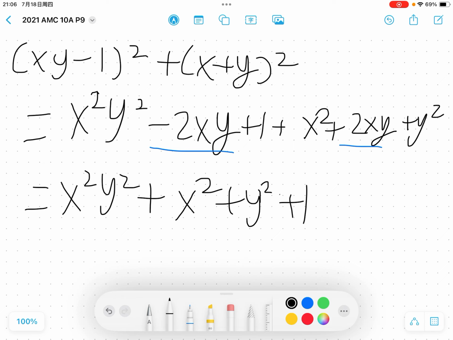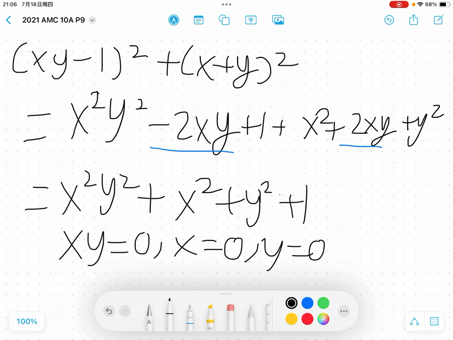Well, we know that the minimum value of a real number square is 0. And let's see, if we try xy equals 0, x equals 0, and y equals 0, since their squares are all 0, it works, right? Because x equals 0, y equals 0, so xy, 0 times 0 is naturally 0. So this works. So the smallest value of the equation is 1, because that's all we have left. The other terms are 0. So the answer is going to be 1.